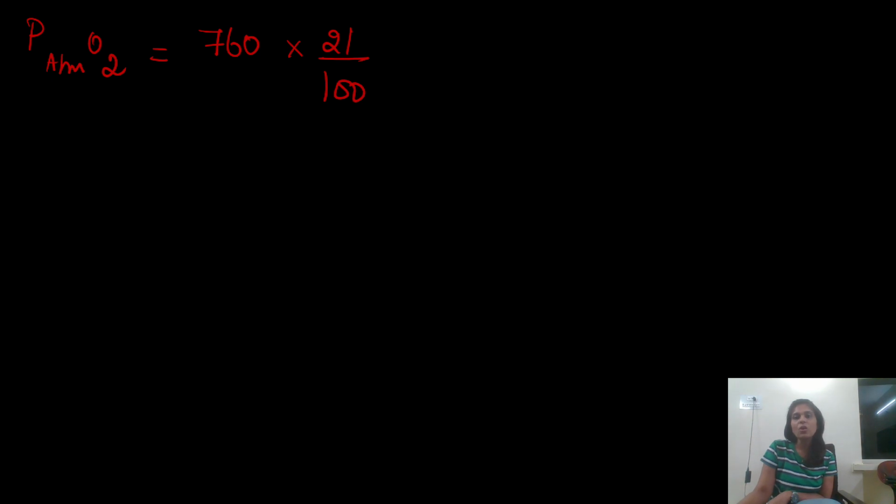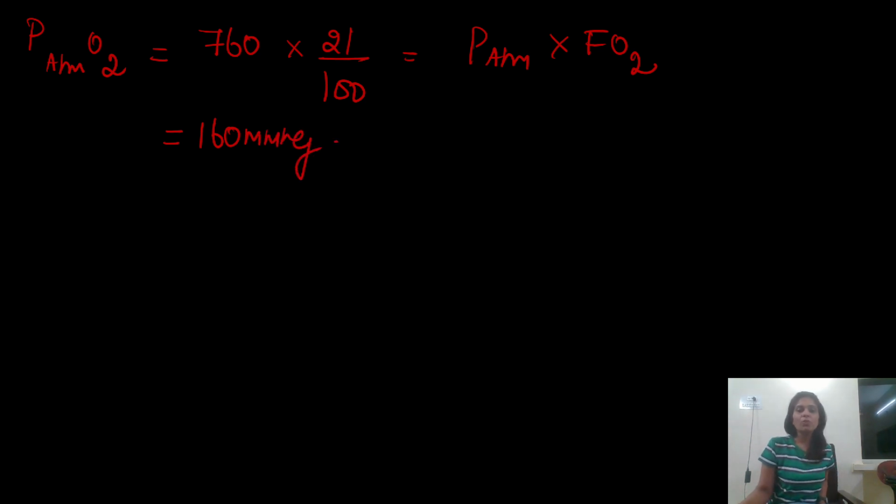So the first fact which I want you all to know is what is the partial pressure of oxygen in this atmosphere? We know that the total atmospheric pressure is 760 millimeters of mercury, and here we know 21% is oxygen. So it's nothing but total atmospheric pressure into fraction of oxygen. When you calculate this, you will get it as 160 millimeter of mercury. So what is the partial pressure of oxygen in this atmosphere wherein we live in at sea level? It is 160 millimeter of mercury.